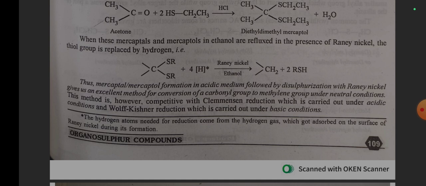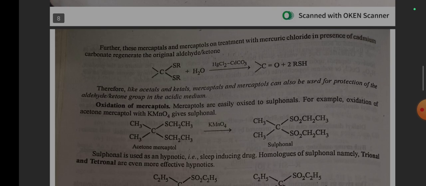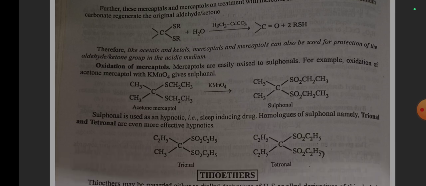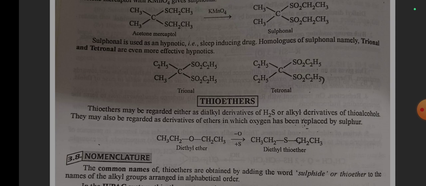This method is, however, competitive with Clemmensen reduction, which is carried out under acidic conditions, and with Wolff-Kishner reduction, which is carried out under basic conditions. Further, these mercaptals and mercaptols on treatment with mercuric chloride in the presence of cadmium carbonate regenerate the original aldehyde or ketone. Therefore, like acetals and ketals, mercaptals and mercaptols can also be used for protection of the aldehyde or ketone group in the acidic medium. Oxidation of mercaptals. Mercaptals are easily oxidized to sulfones. For example, oxidation of acetone mercaptol with KMnO4 gives sulfonal.